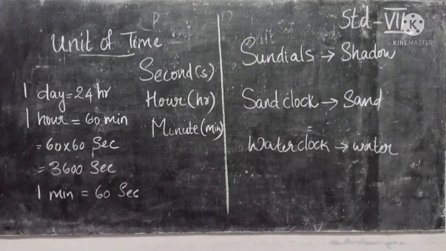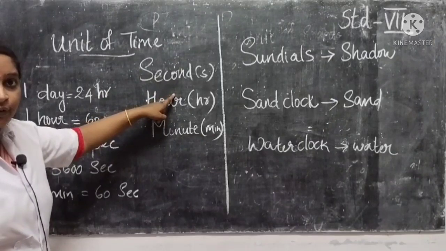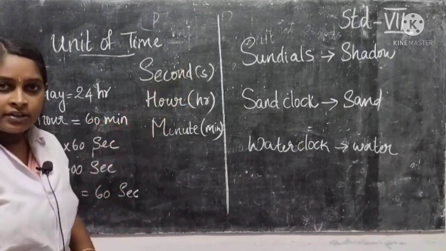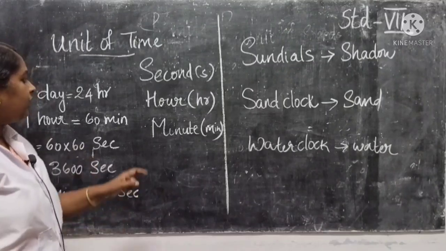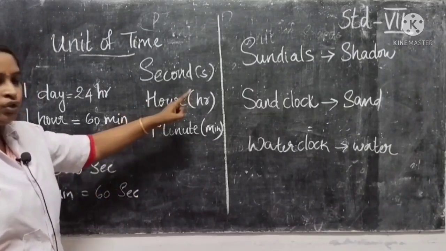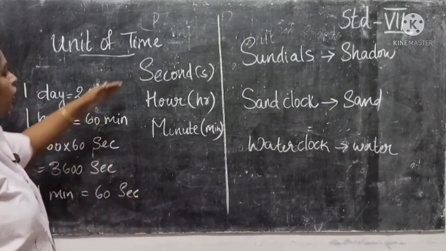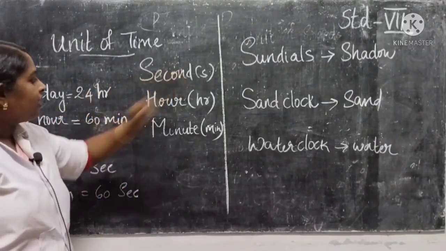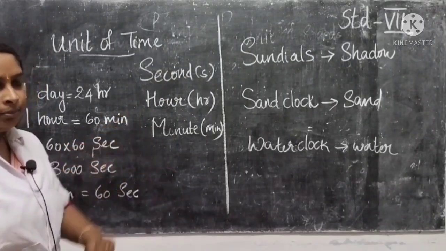Units of time. We already know the basic unit of time is second. It is denoted by the letter S. The larger units of time are hour, HR, and minute, MIN.